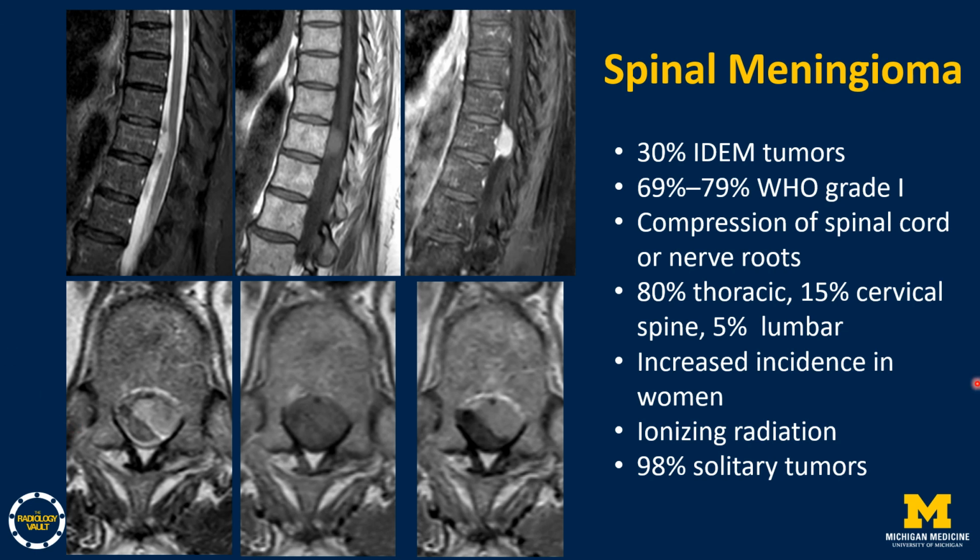Spinal meningiomas are one, if not the most common intradural extramedullary tumor. The majority are low-grade tumors. They have a strong thoracic predilection, and they also show a female predominance. There is also an established association with prior exposure to ionizing radiation. Finally, 98% of spinal meningiomas present as solitary tumors. So, if we encounter multiple meningiomas, we should consider other possibilities like neurofibromatosis or metastasis.